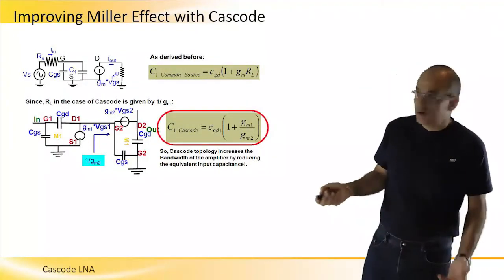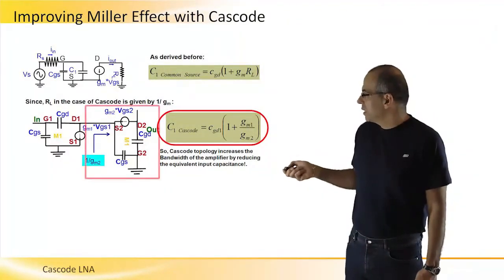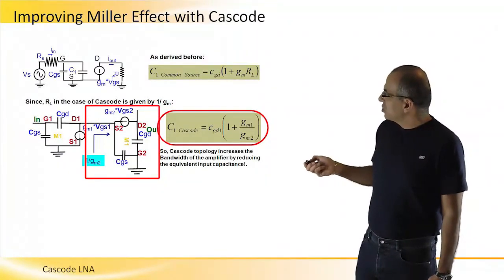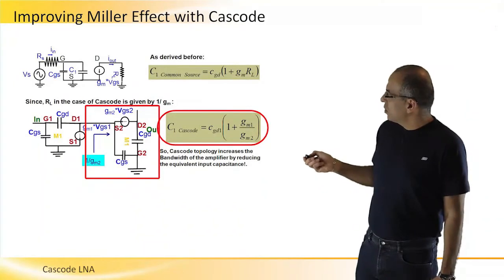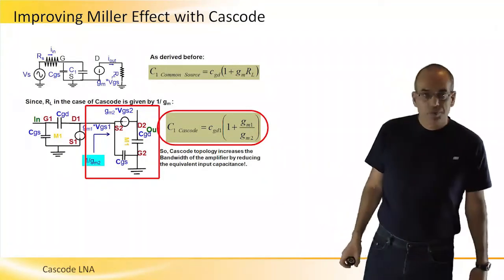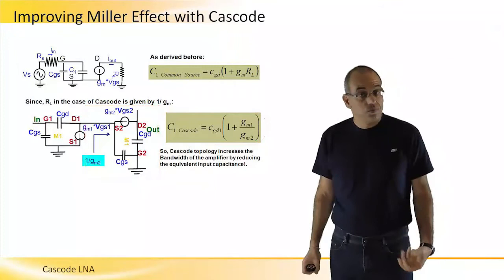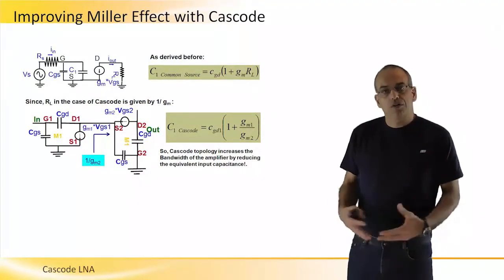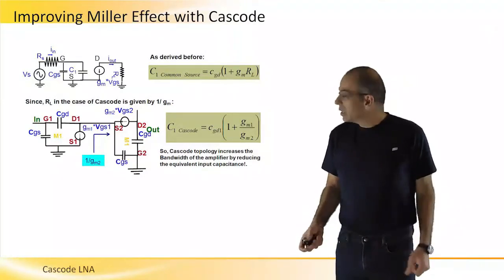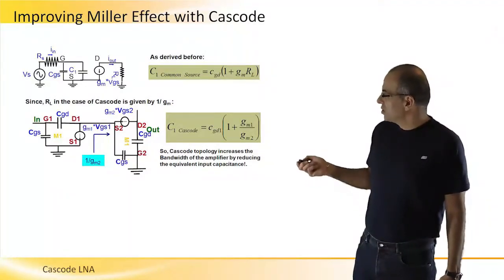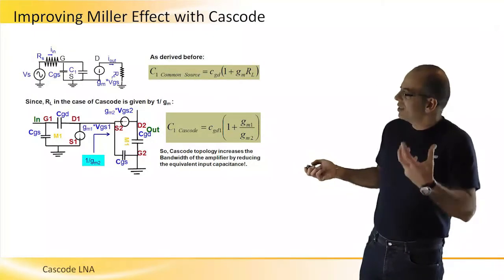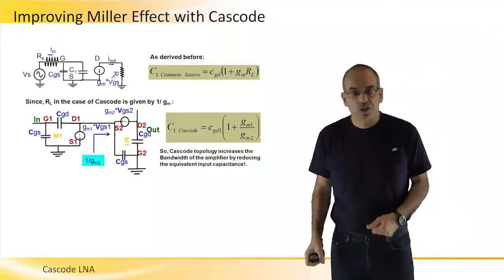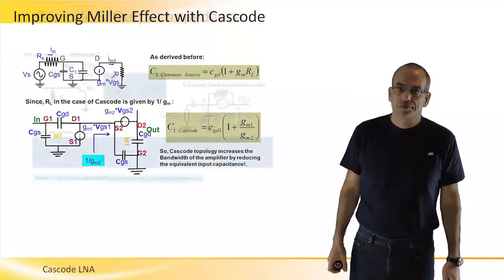equivalent C1 for a Cascode loading on the common source is much smaller than the C1 that we had with resistive load. And so the bandwidth of the amplifier is also improved, just because this parasitic equivalent capacitance is much smaller than it used to be with the common source topology.